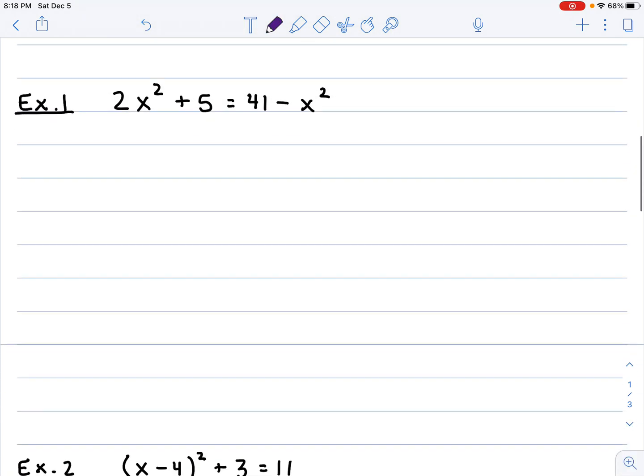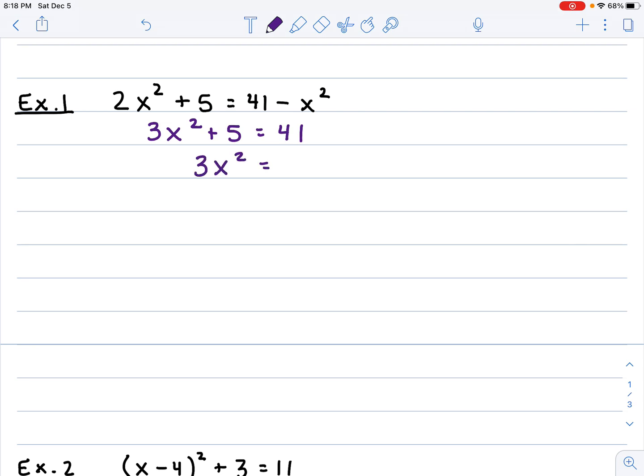My first example here is 2x squared plus 5 equals 41 minus x squared. So just like we did with factoring, you want to combine like terms here. I see 2x squared and negative x squared, so I'm going to add that x squared over.